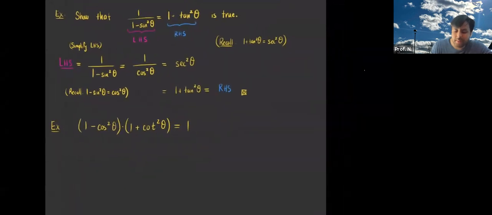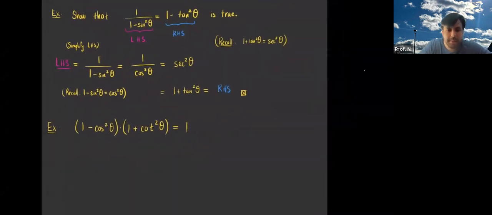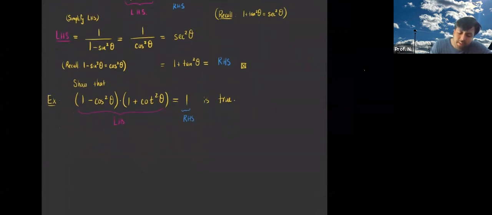So this is the idea. Same thing again. I want to show that this is true. So show that this expression is true. How do I show that? I got a left-hand side, and I want to show that this ends up being the right-hand side. You see that? The left-hand side looks a lot more complicated than the right-hand side. So let's start with the left-hand side then.